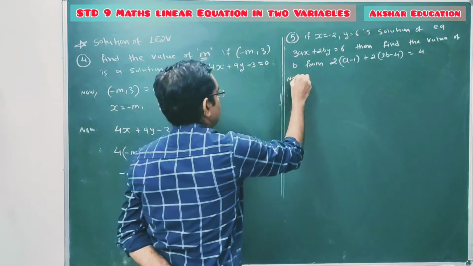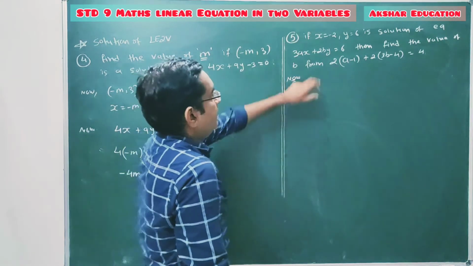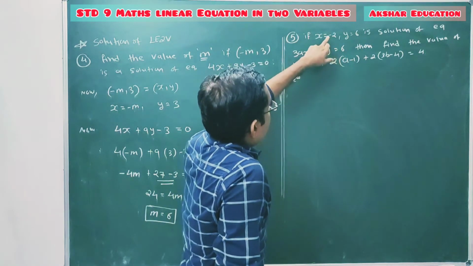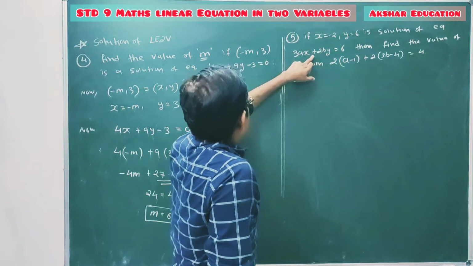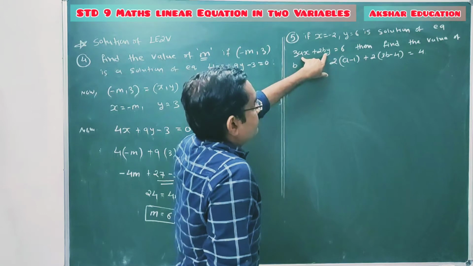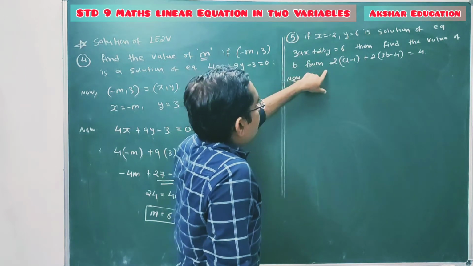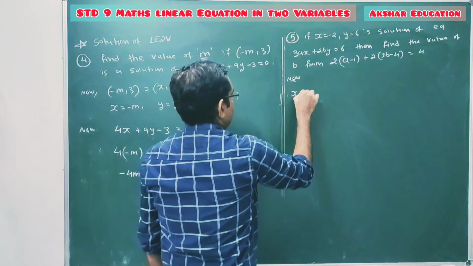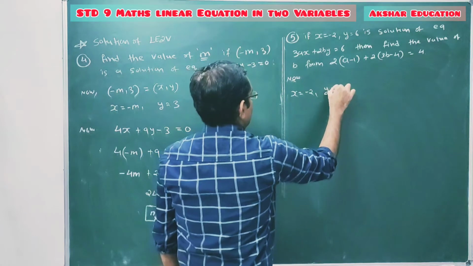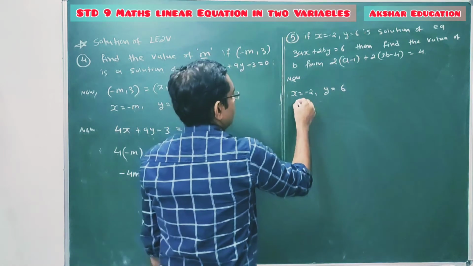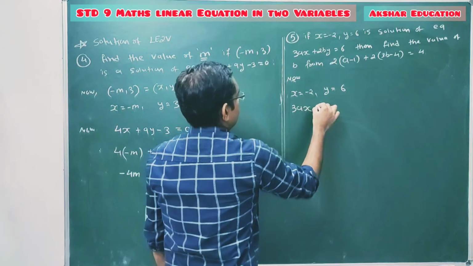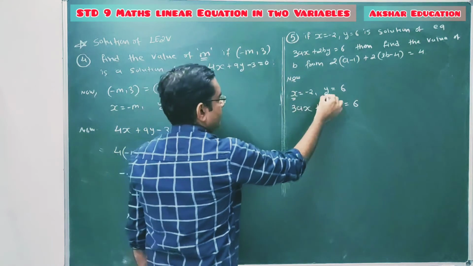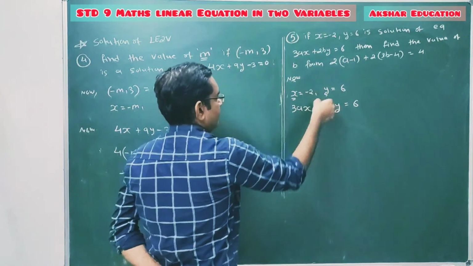So now first read the question properly. What are we given? x equal to minus 2 and y equal to 6 is the solution of this equation. So by putting the values of x and y in this equation, we will get one equation in the variables a and b. Then you have to find the value of b. Done? So x equal to minus 2 and y equal to 6 is the solution of the equation 3ax plus 2by equal to 6. So this value of x and y will satisfy your equation. So put x and y in this equation.